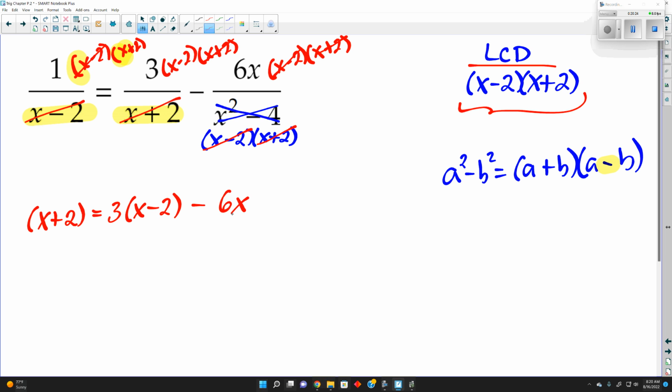Because the first one is just going to be x plus 2. The middle one is still going to have, this is x plus 2. If we multiply through, 3 times x is 3x. 3 times negative 2 is going to be negative 6 minus 6x. So in any of these places here, the biggest exponent with a variable or attached to the variable is 1. So we just have a linear equation, yes?